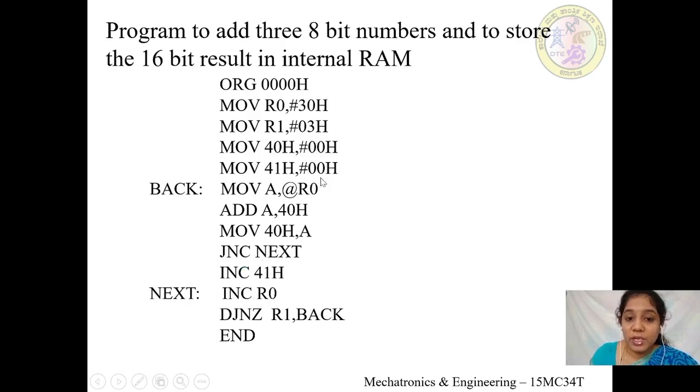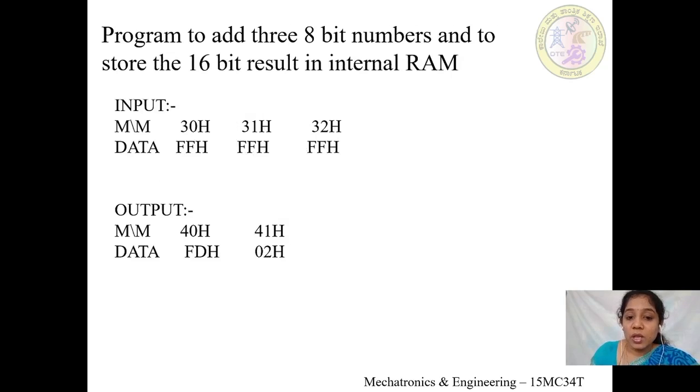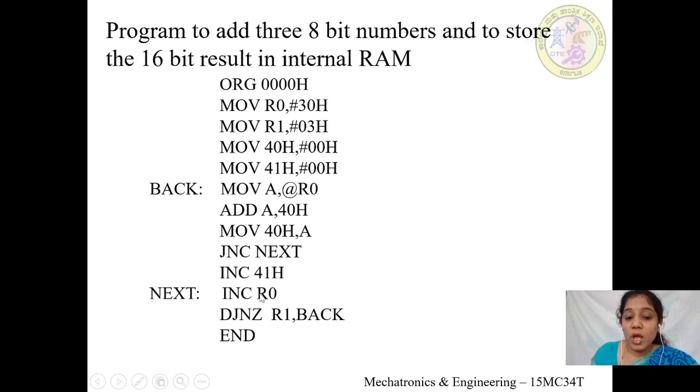Incrementing R0, that is the pointer, gives you 31H. So 31H is the pointer where we have the next data. Now our pointer is pointing to the next memory location. And next, we have already performed one addition.